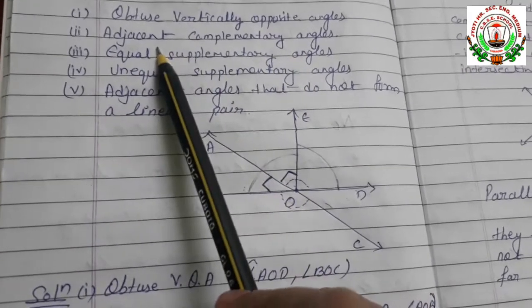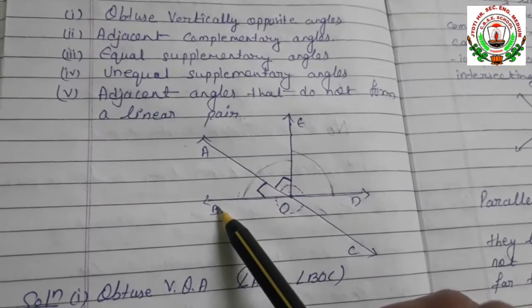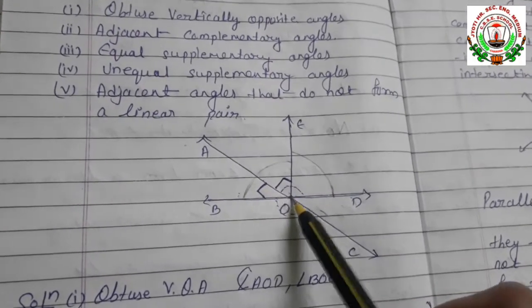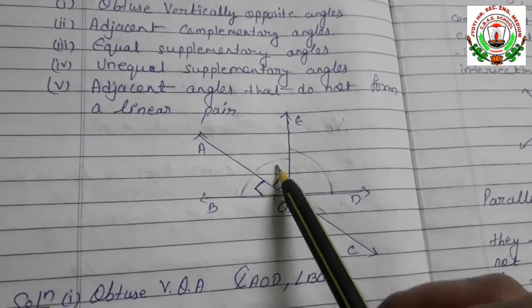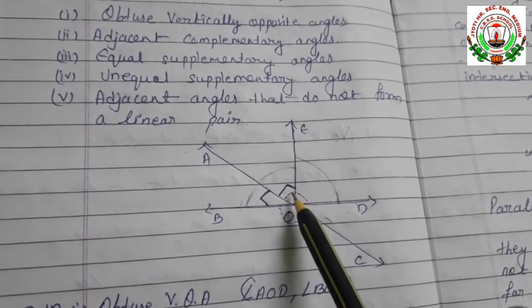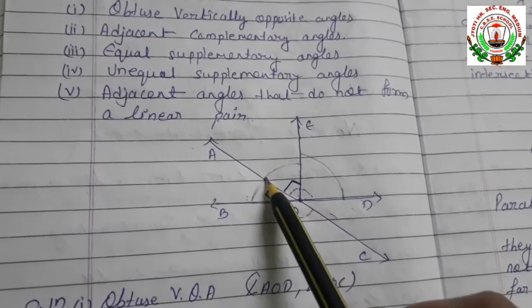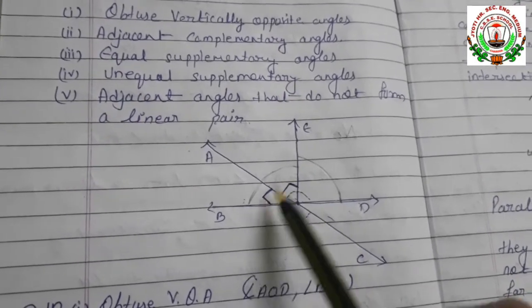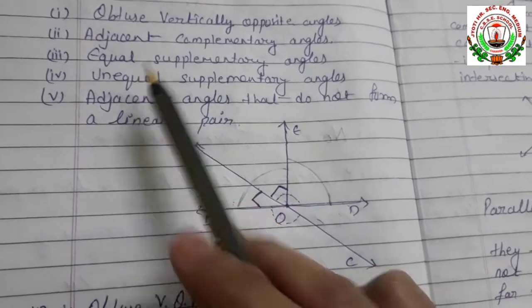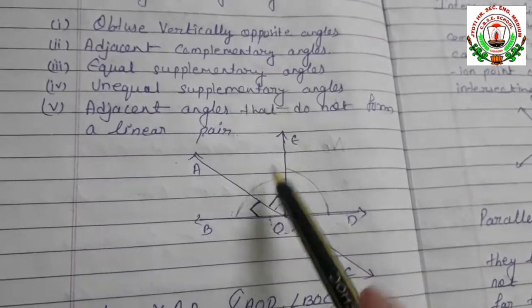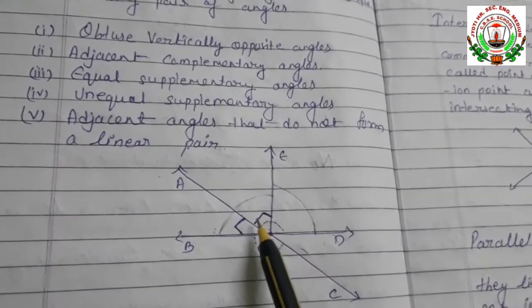Now the second one is adjacent complementary angle. What do you mean by adjacent? Taking an example of this one, BOE, this one is the common ray for both the angles, isn't it? So adjacent angles mean angles which have a common vertex, a common arm, and the non-common arms are present on opposite sides of the common arm. And complementary angle means that adding the two angles must equal 90 degrees, isn't it?